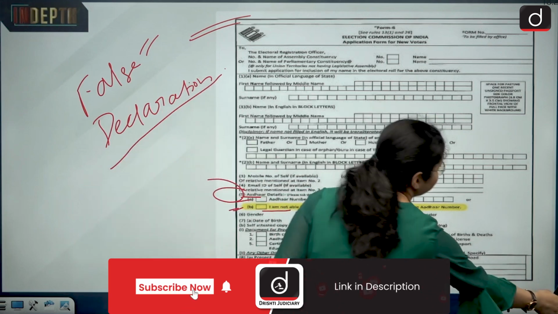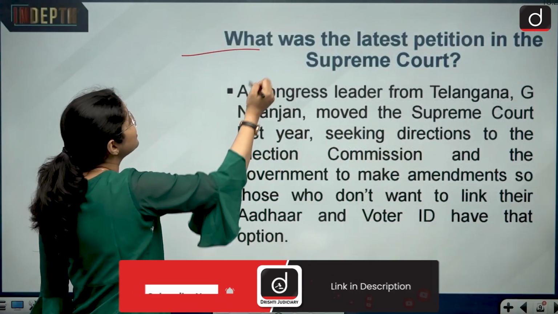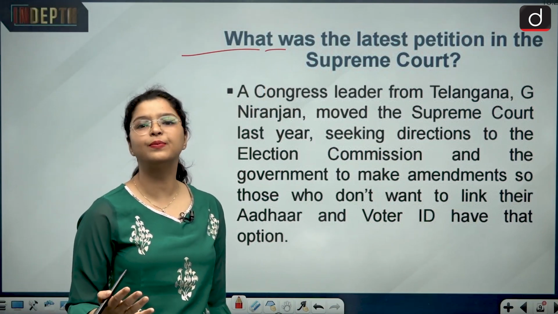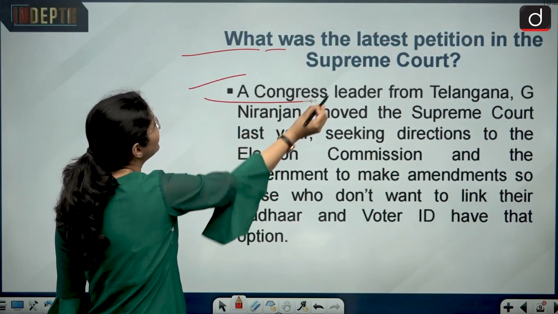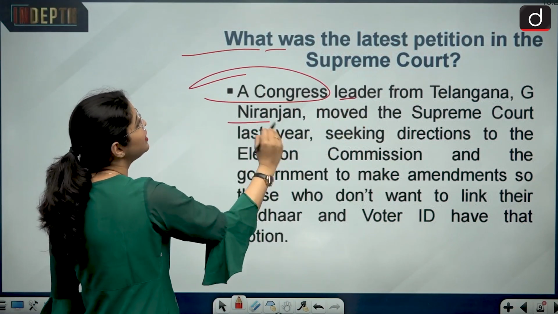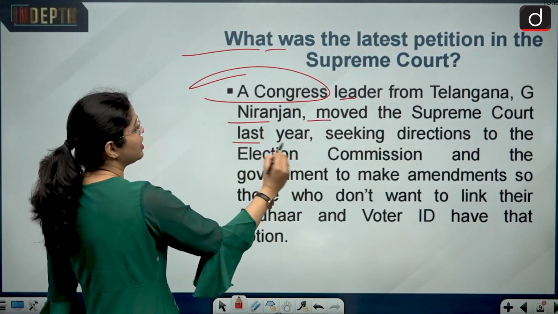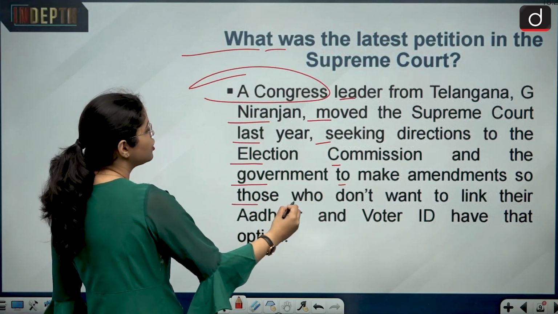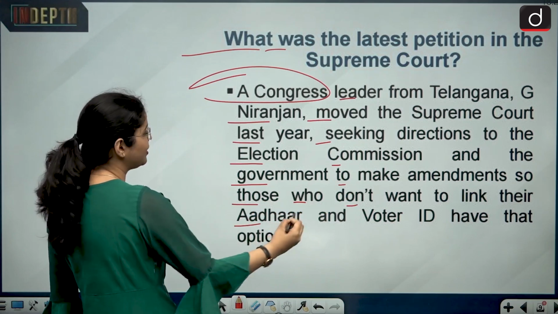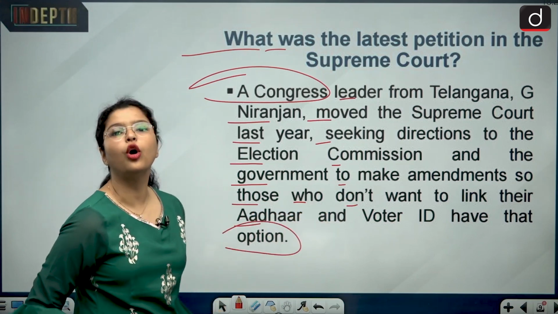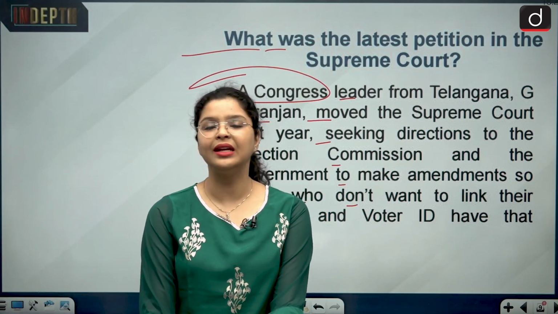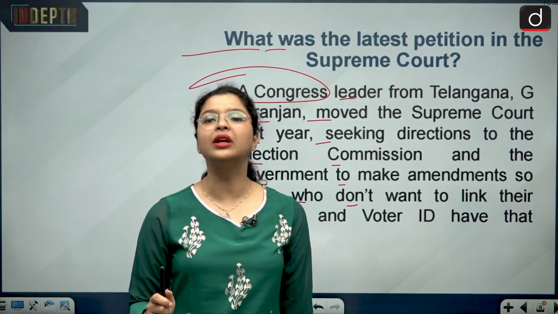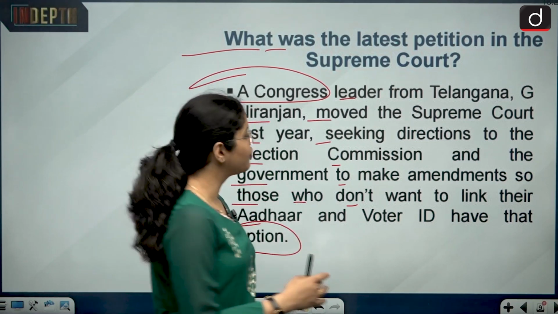Moving forward. So let us examine what was the latest petition in the Honorable Supreme Court of India, the issue which I have already explained to you. So this petition was filed by a Congress leader from Telangana, G. Niranjan, and he moved to the Supreme Court last year, seeking directions to the Election Commission and the government to make amendments so that those people who do not want to link their Aadhaar and voter ID have that option. Because in the previous slide we saw that we completely do not have that option for us to make our disclosure of our Aadhaar identity as optional.